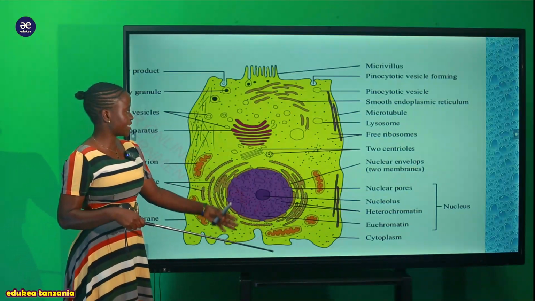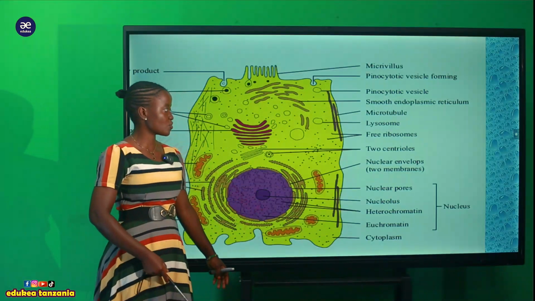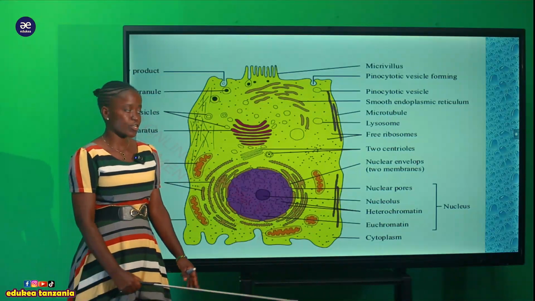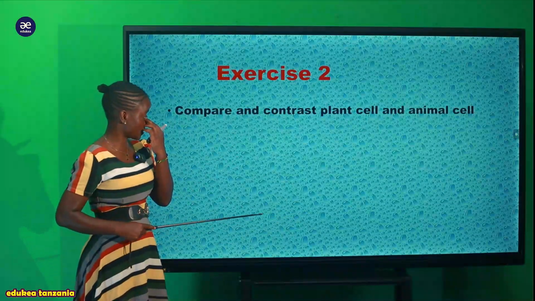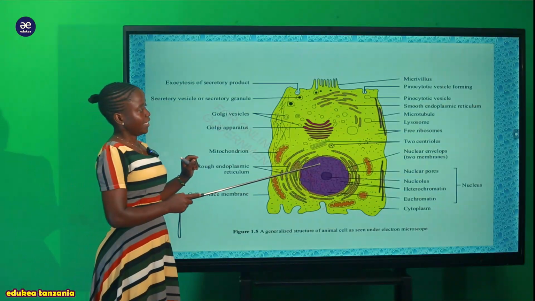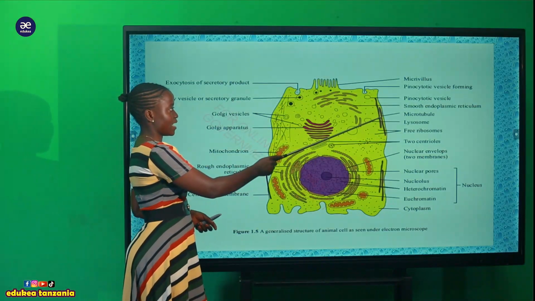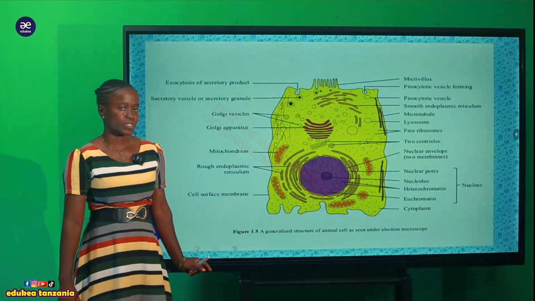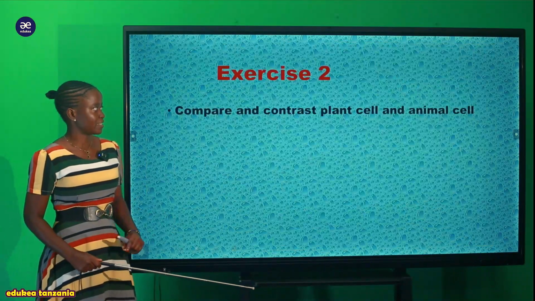But also apart from that, we have seen that we have another structure. Now you can see these free ribosomes. We have the two centrioles. This one is the centrioles. And we have free ribosome, lysosome, microtubules. These are the microtubules. So also now let's see another thing here.